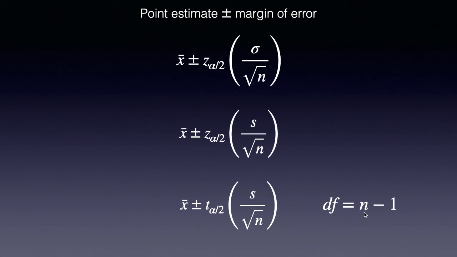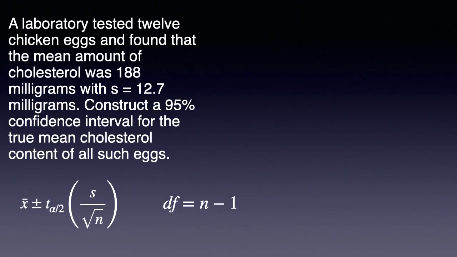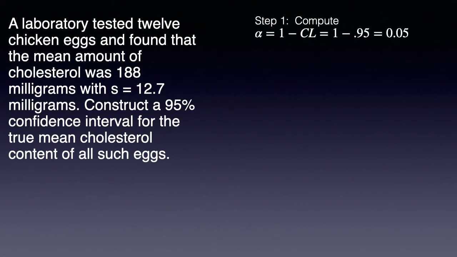So let's take a peek at an example here. A lab tested 12 chicken eggs and found that the mean cholesterol was about 188 milligrams with a standard deviation of 12.7. We would like to construct a 95% confidence interval for the true mean. I have the formula and information down below. We've done this before, so let's see how the exact same steps for the proportion now apply to the sample mean.